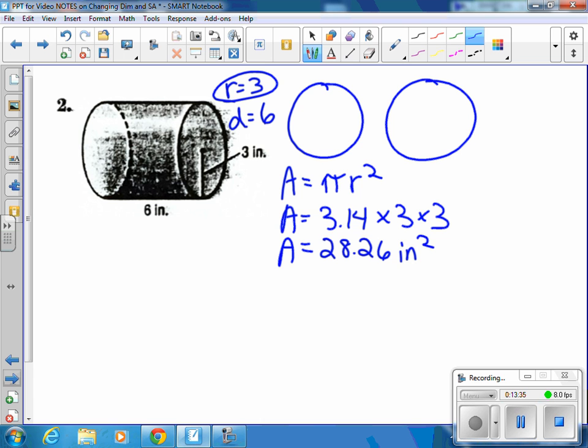Remember again, though, we have 2 of them. Now I can do 2 things. Actually, I might do it this way this time. I'm going to write 28.26. There's one of them, and here's the other one, 28.26.